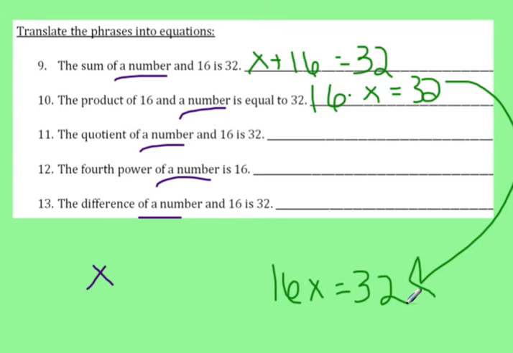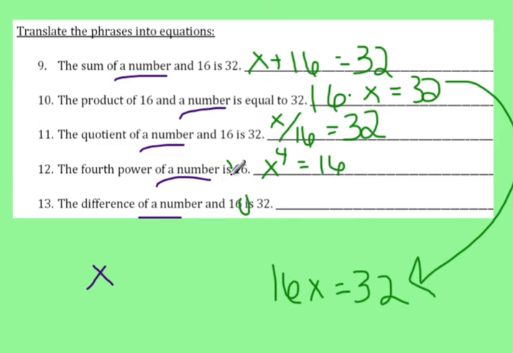Let's take a look at number 11. The quotient of a number and 16 is 32. So we're going to have x be that number, and then we're going to divide it by 16, and that needs to equal 32. We're not going to solve any of these. We're just working on setting them up. The fourth power of a number is 16. We don't know what that number is, but we're going to raise it to the fourth power, and that's going to be equal to.